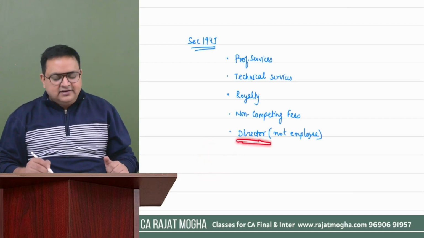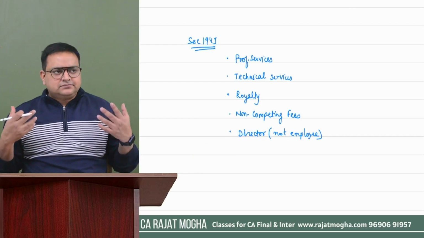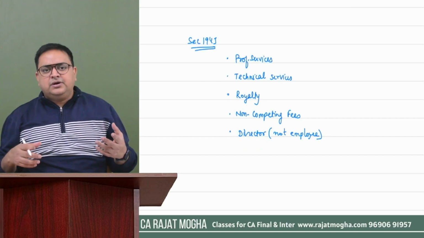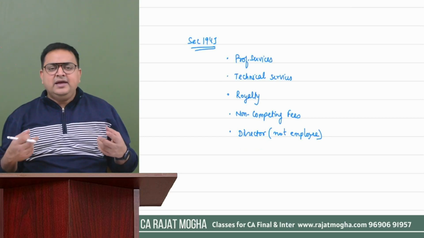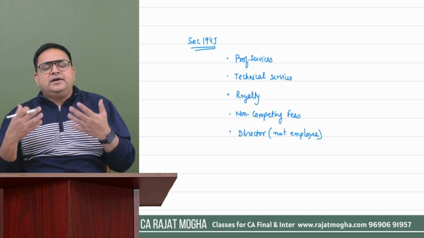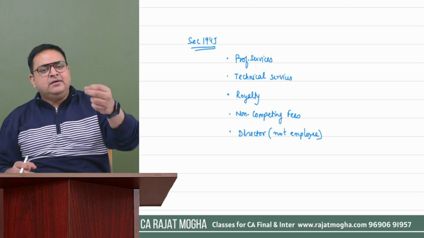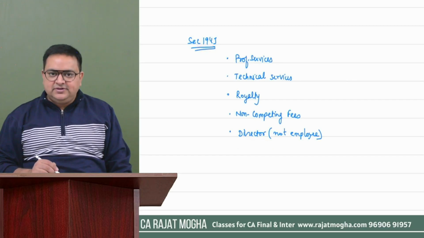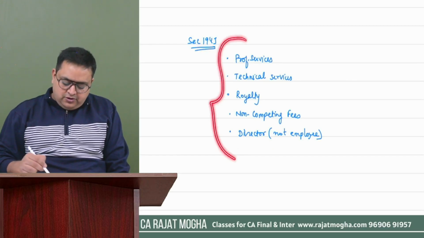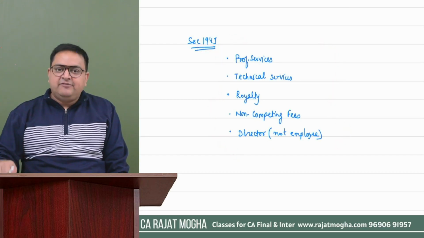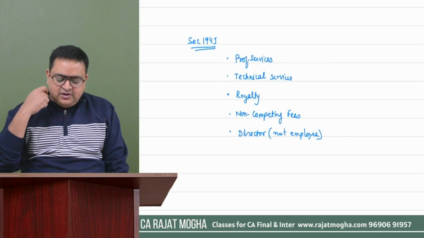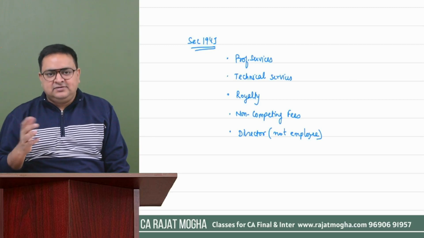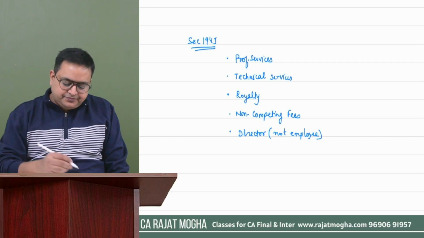But let's say this director is not an employee. Let's say he's a part-time director. He normally doesn't come to your office regularly. He just comes to attend a meeting. Let's say you are paying him meeting fees. In that case, under 194J, you will be deducting TDS for this director. So 194J applies whenever you pay for professional services, technical services, royalty, non-competing fees or director fees.